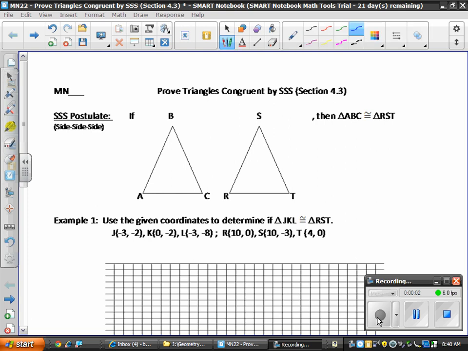Welcome, ladies and gentlemen, to your MN22 notes, where we're going to prove triangles are congruent by side, side, side. This is section 4.3 in your textbook. This is going to be a shortcut to proving triangles are congruent.